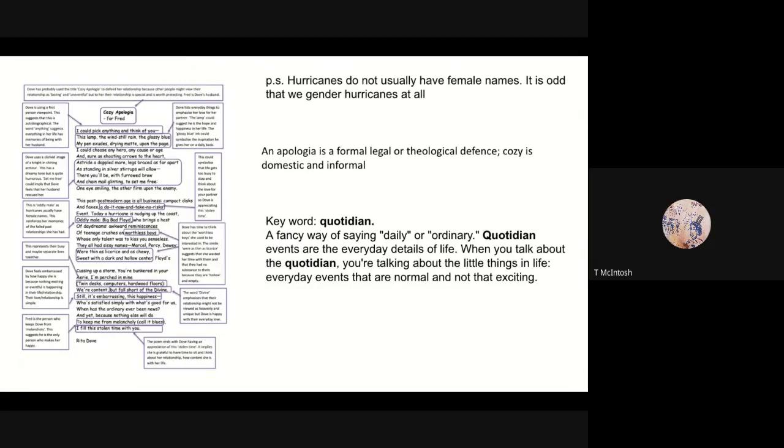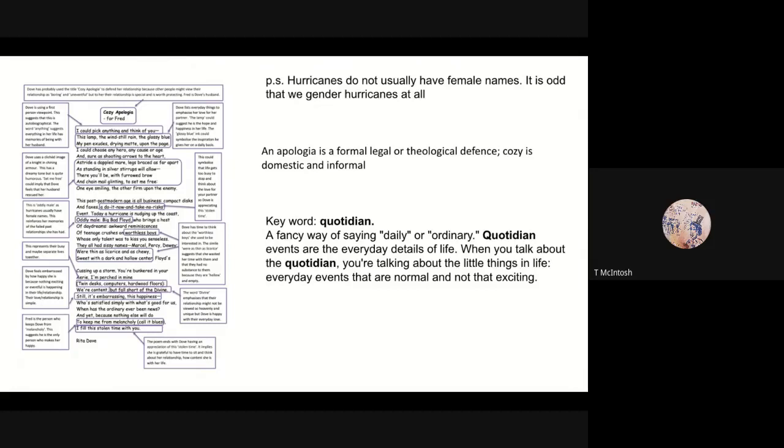The two words are completely different. So cozy is domestic, informal. An apologia is a formal legal or theological defense. One thing to know, kind of crucially, as you'll see on my next slide about Rita Dove, is that she's an academic, right? So she's a professor. She has studied literature, she creates literature, and she's very, very aware of the history of romantic literature, the history of love music and romances and representation in film and representation in other poetry.